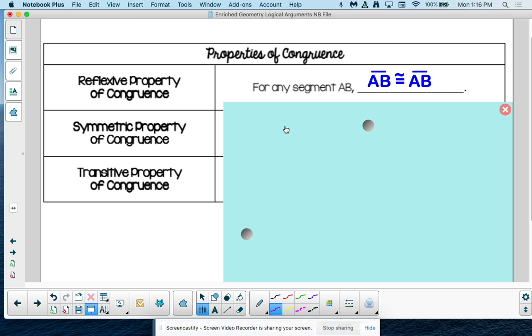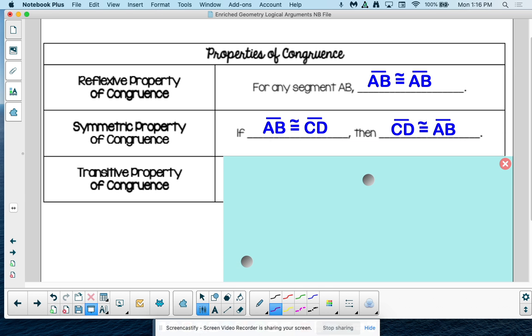You guys know what symmetric means? Same on both sides. Yeah, think of a butterfly. So if segment AB is congruent to segment CD, we can flip the order. Then segment CD is congruent to segment AB. That's the symmetric property. You just flip the order.